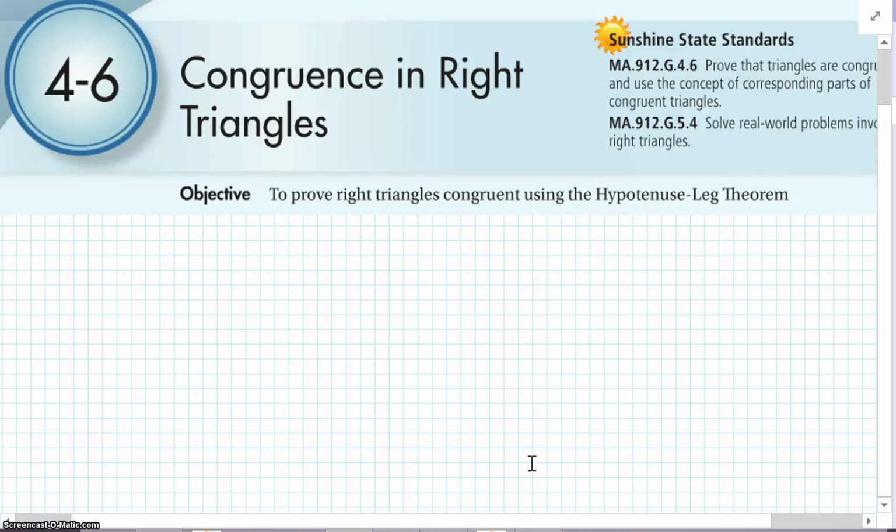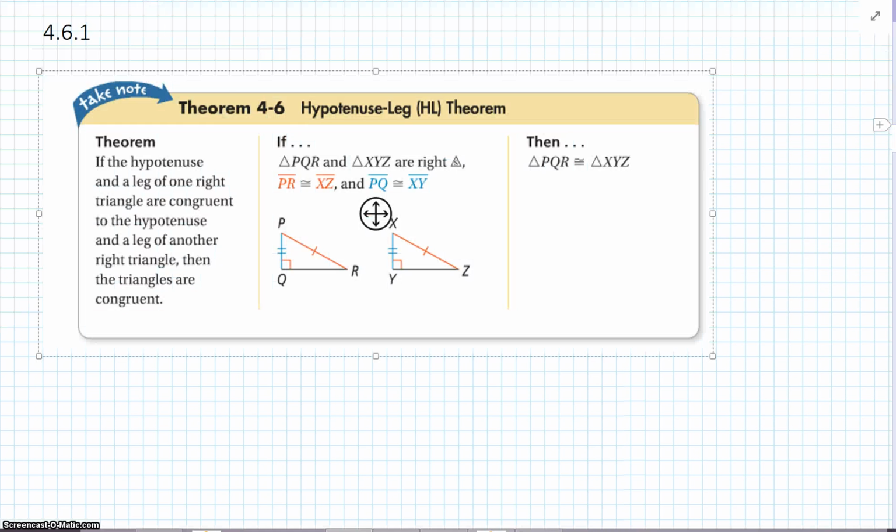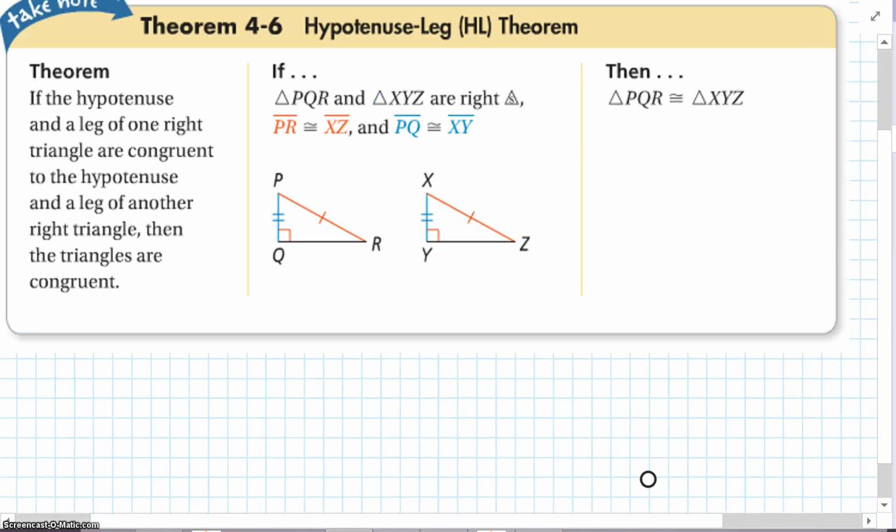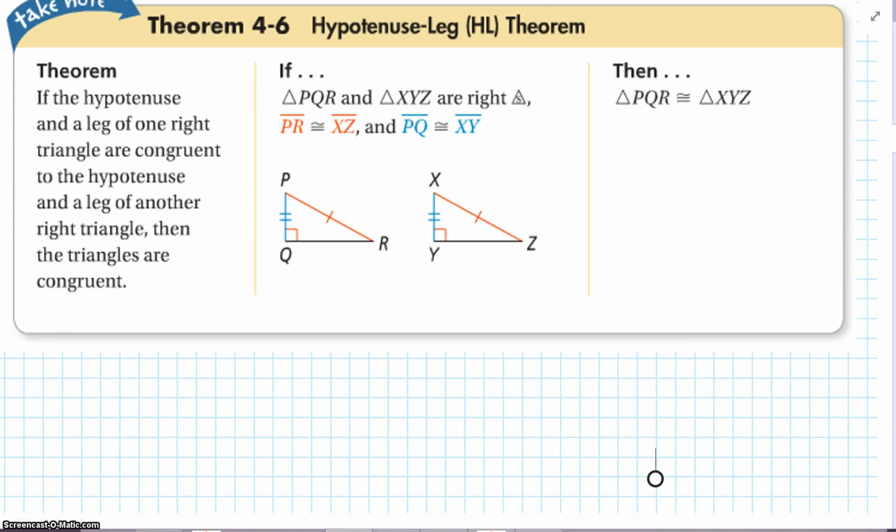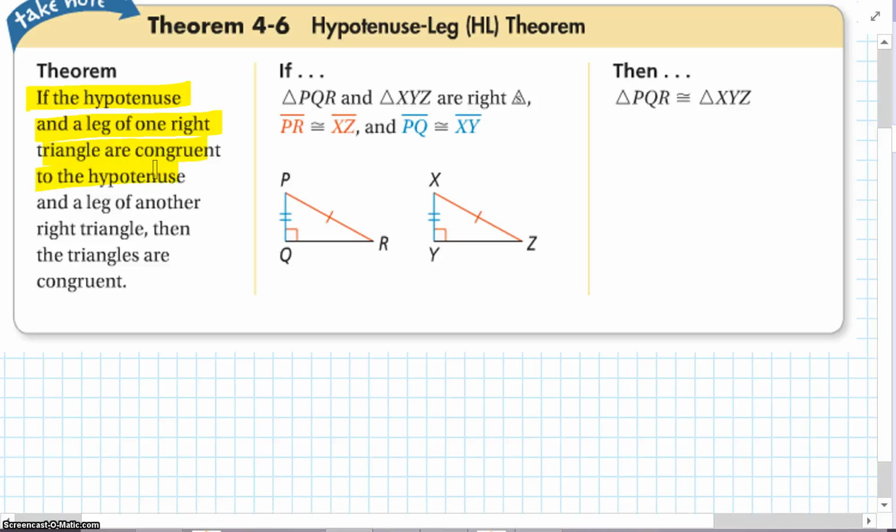All right, Geometry, Chapter 4, Section 6, Congruence in Right Triangles. In this lesson, we're going to prove right triangle congruence by the hypotenuse-leg theorem, or HL theorem. So let's look. The hypotenuse-leg theorem says this: if a hypotenuse and a leg of one right triangle are congruent to the hypotenuse and the leg of another right triangle, then the triangles are congruent.